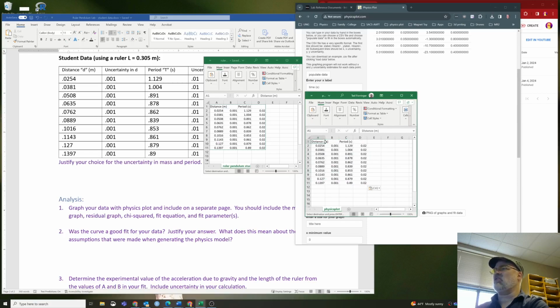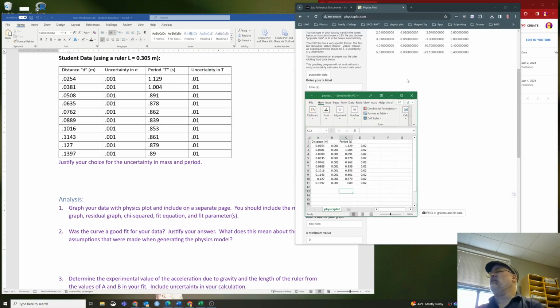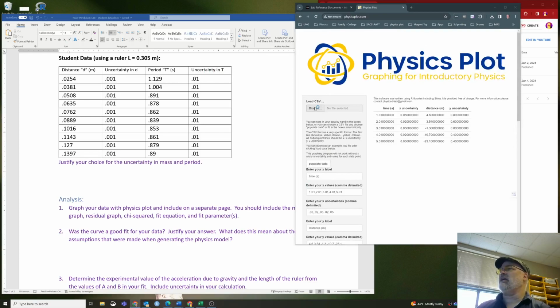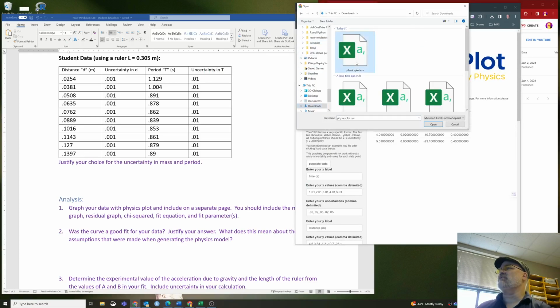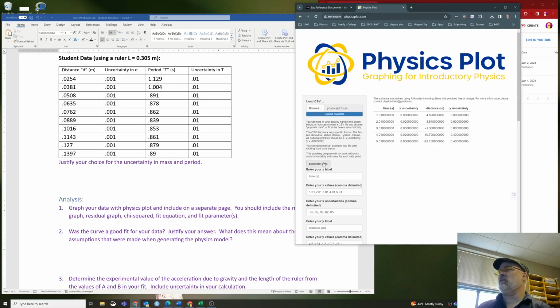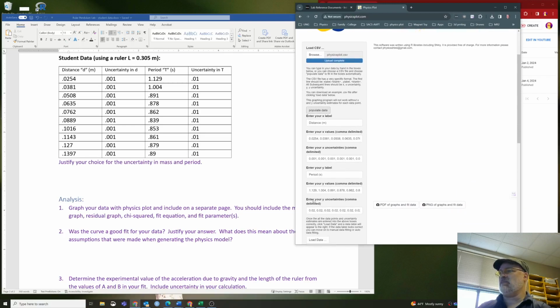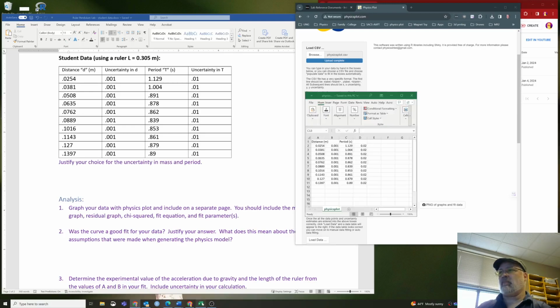So this is all of the data from my lab. So I'm going to go ahead and save that. And now, if I go into PhysicsPlot and I browse, and I go to my downloads folder, there's my physicsplot.csv, and I hit populate. And what it does is it types in all those numbers for me. Oh, interesting. I see that these are not the values from over here. So let's go fix those.